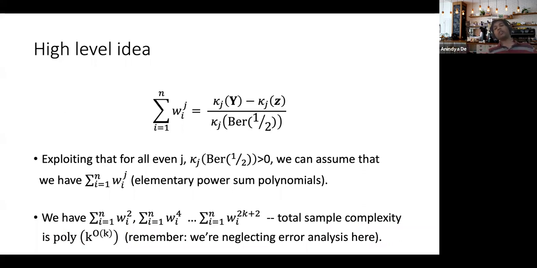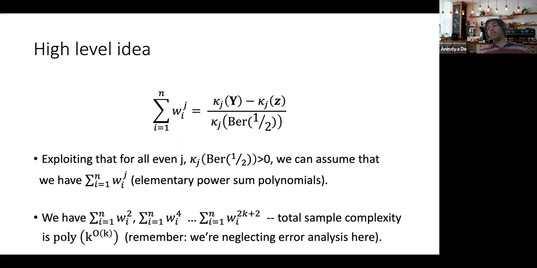So for the moment, just pretend that we do not just get a good estimate of summation wi to the j for every j, but rather that I get it exactly. Finally there will be a little bit of error analysis involved, but just pretend that I get summation wi to the j exactly. Here's the thing. By going over j equals 2, 4, 6, 8, and so on, I can get summation wi squared, summation wi to the 4, summation wi to the 6, all the way to summation wi to the 2k plus 2. So j is now 2k plus 2.